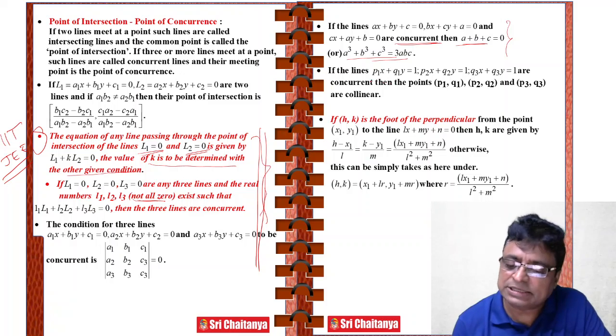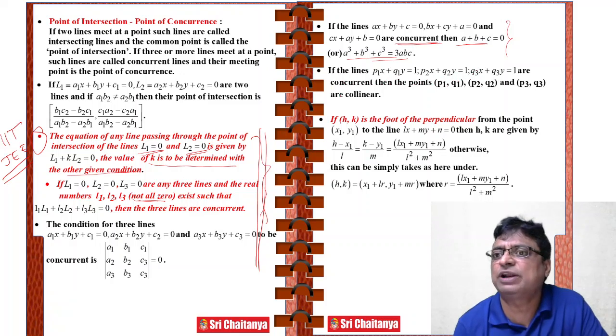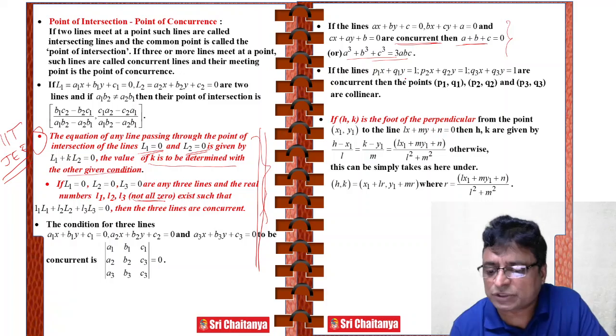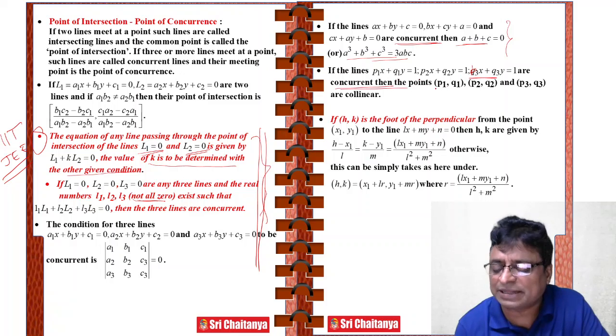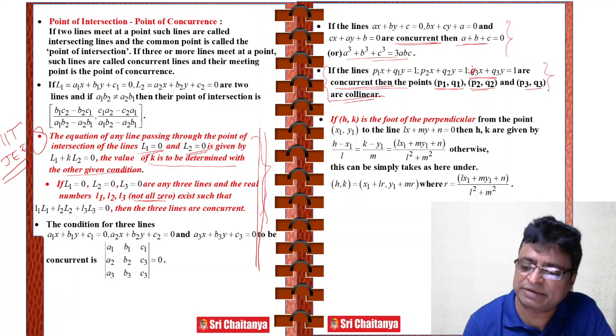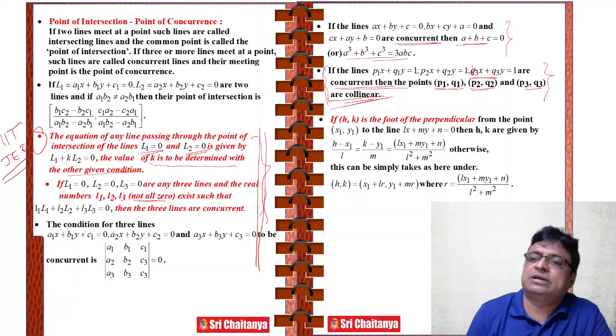Similarly, if the lines p1x plus q1y equal to 1, p2x plus q2y equal to 1, p3x plus q3y equal to 1 are concurrent, then the points (p1, q1), (p2, q2), (p3, q3) are collinear. Again, this is a question they asked in the IIT examination, and we may expect the same type of question in the mains examination also.